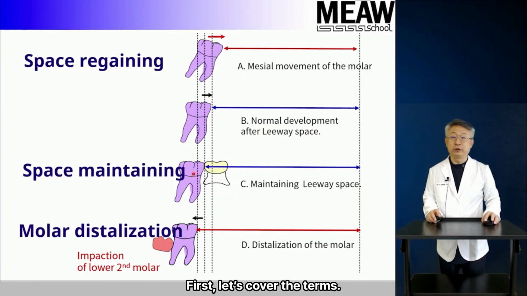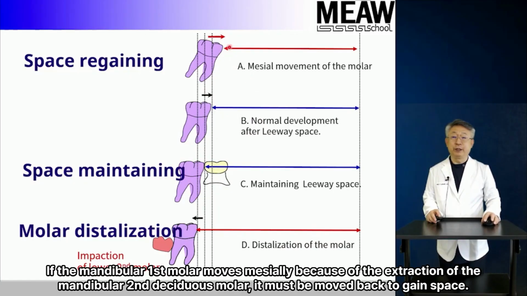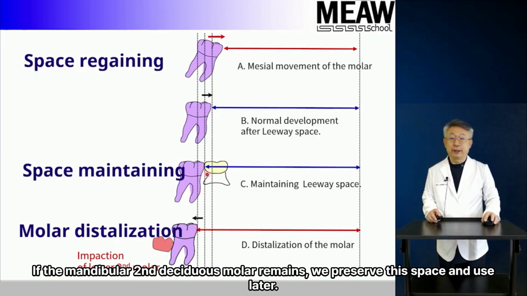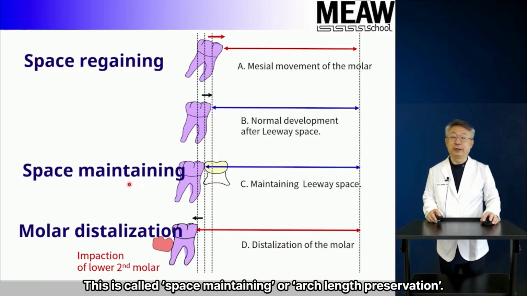First, let's cover the terms. If the mandibular first molar moves mesially because of the extraction of the mandibular second deciduous molar, it must be moved back to gain space. This is called space regaining. If the mandibular second deciduous molar remains, we preserve this space and use it later. This is called space maintaining, or arch length preservation.